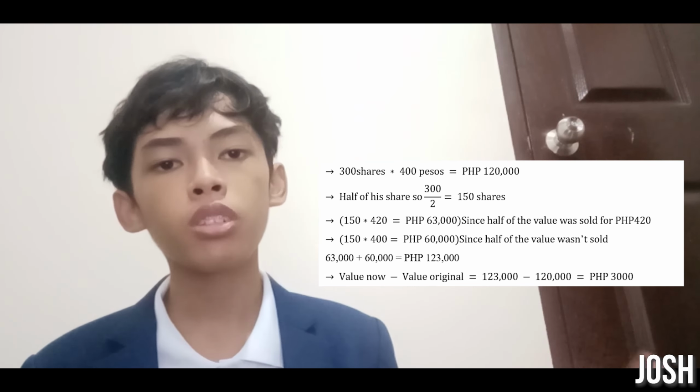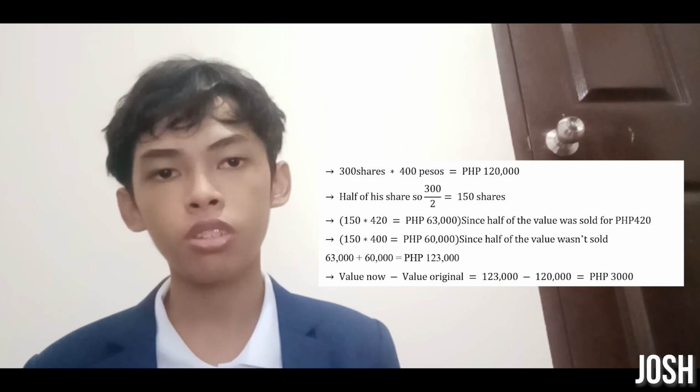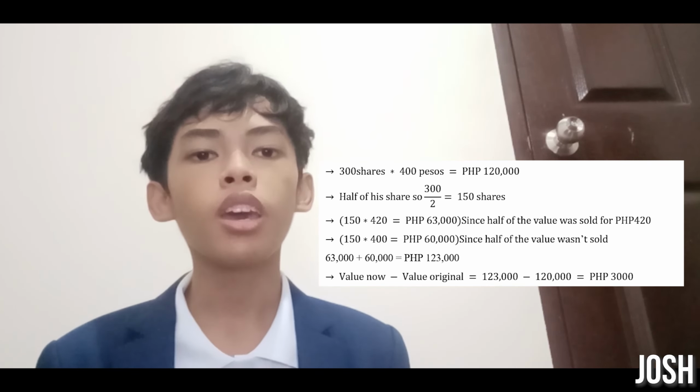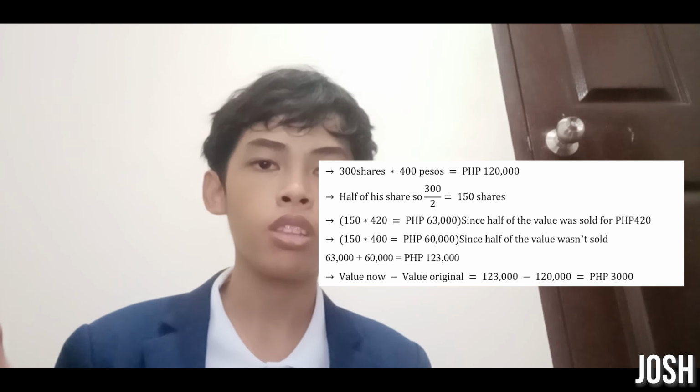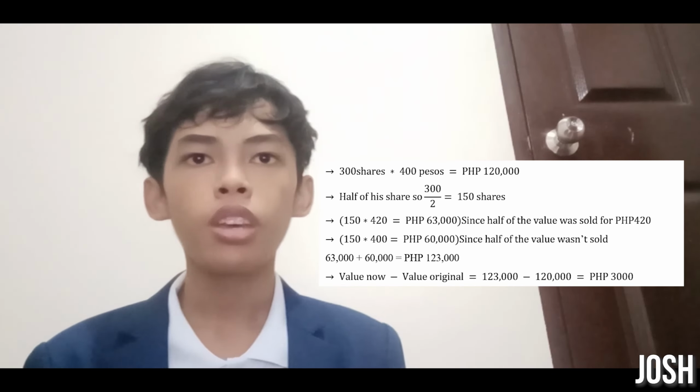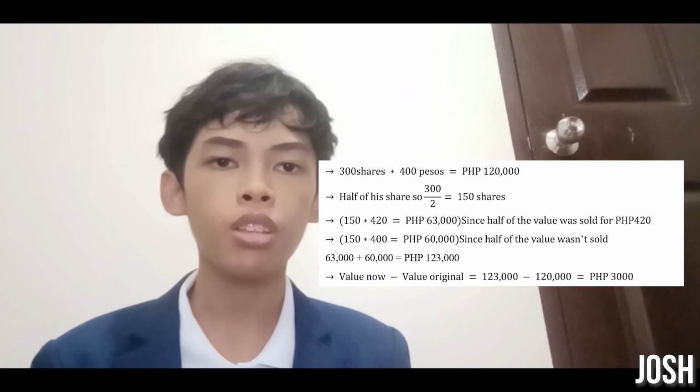So in order to find how much money he gained or lost, we are going to multiply the value of the stock per share and the number of shares he has. So Arnold has 300 shares and it was stated that he only sold half of his shares. So basically, we will get 150. 150 multiplied by 420 because only half of his shares was sold for 420 and the other half was only worth 400. It is because it wasn't sold. And if we add them both, we will get a value of 123,000 pesos.